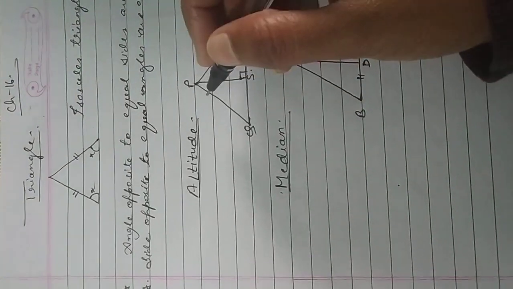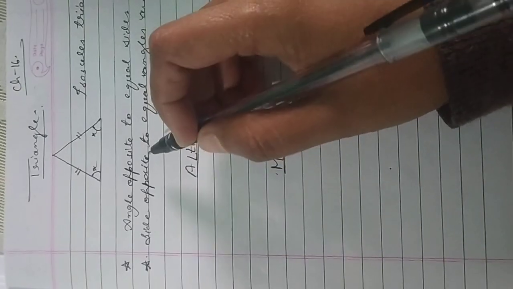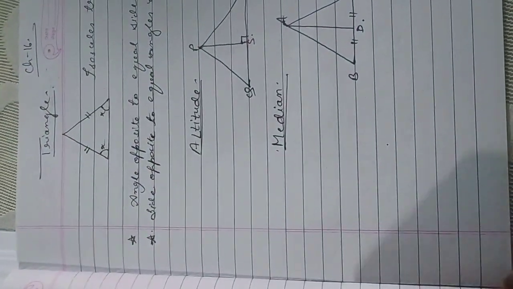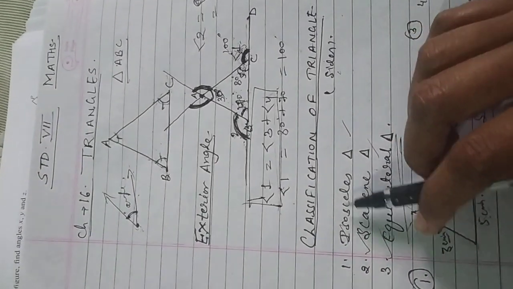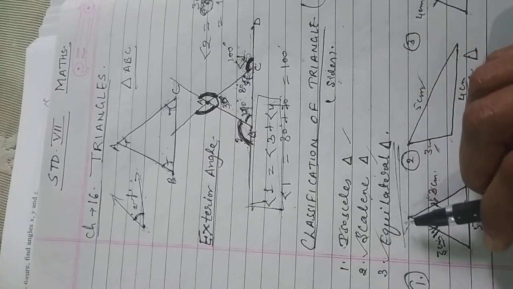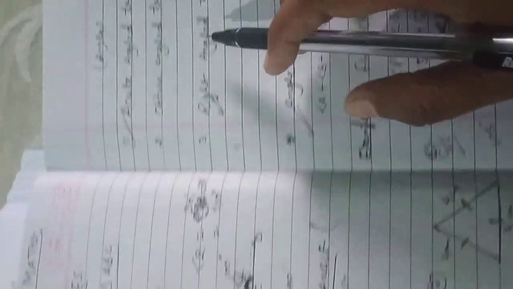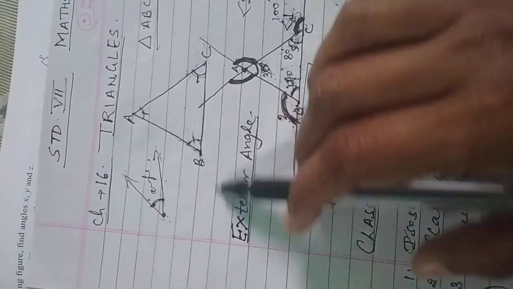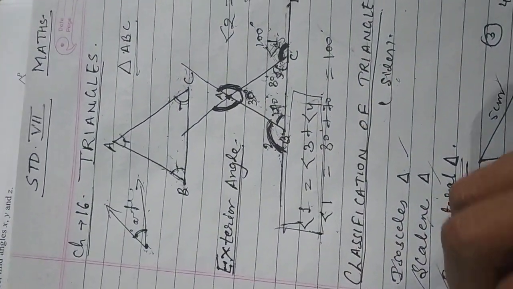Good morning students. In the last video we discussed the triangle chapter 16 and the classification of triangles. Triangles are classified according to their sides as isosceles, scalene and equilateral triangles, and according to the angles as acute angle, obtuse angle and right angle triangles. And we have also discussed a very important property, that is the exterior angle property.